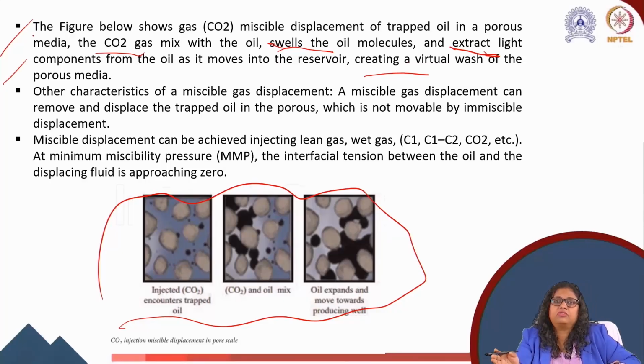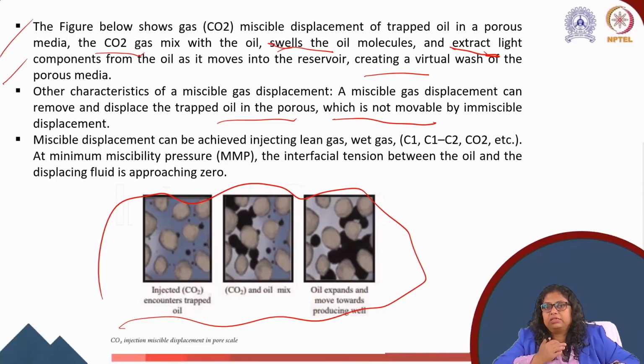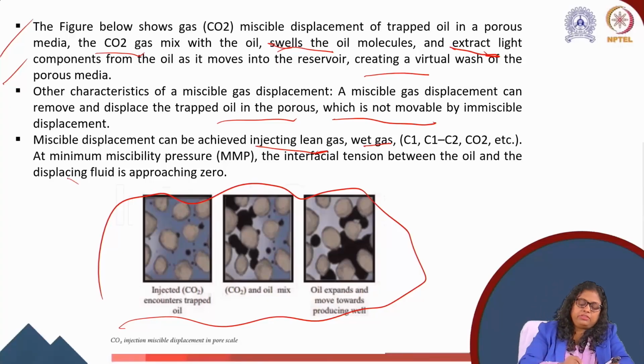Other characteristics of a miscible gas displacement: a miscible gas displacement can remove and displace the trapped oil in a porous medium which is not movable by immiscible displacement. So miscible displacement can be achieved by injecting gases. The gas injection we have taken is CO2, but other gases can also be injected, such as lean gas, wet gas, C1, C2 and CO2, etc. At minimum miscibility pressure, the interfacial tension between your oil and displacing fluid approaches zero.